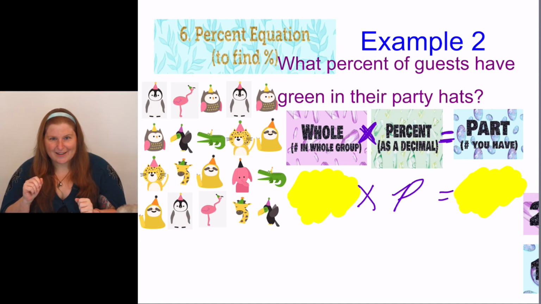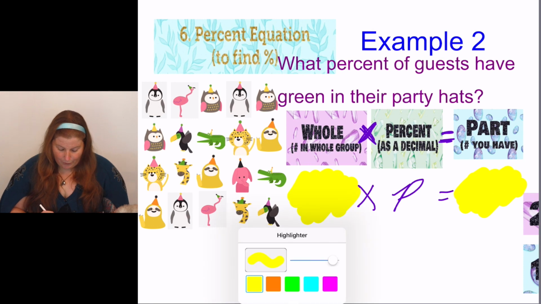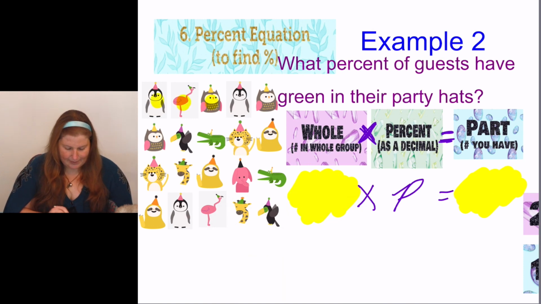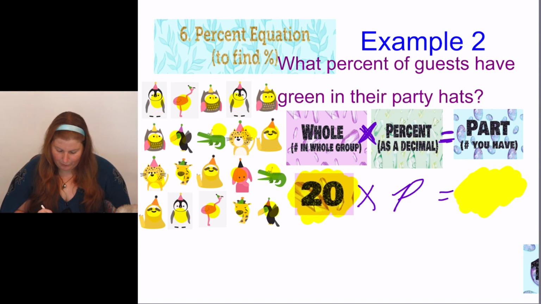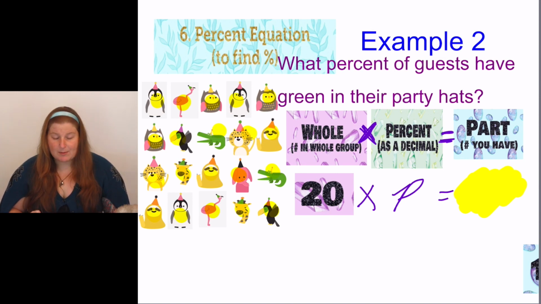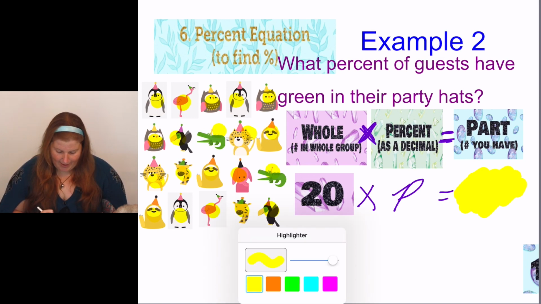And welcome back. Let's see how you did. So in this one, we know that the whole group, we have to count it out, is 1, 2, 3, 4, 5, 6, 7, 8, 9, 10, 11, 12, 13, 14, 15, 16, 17, 18, 19, 20. So the number that replaces my whole group is 20. So now I have the equation 20 times my variable p is equal to the number I have. This is how many have green in their party hats.